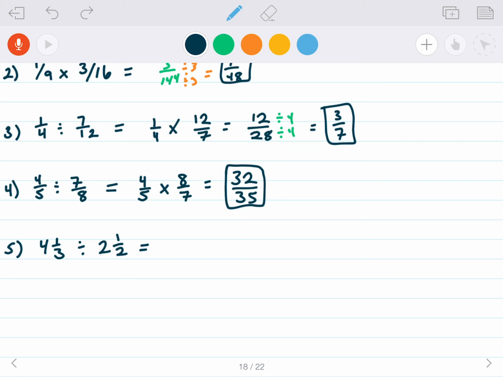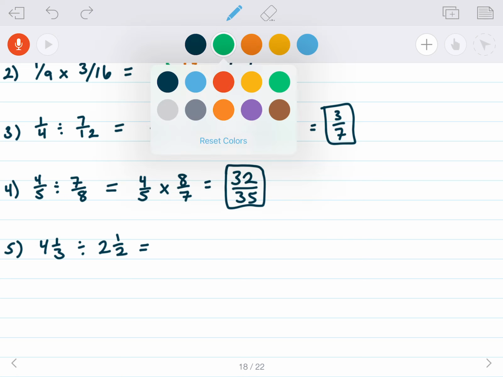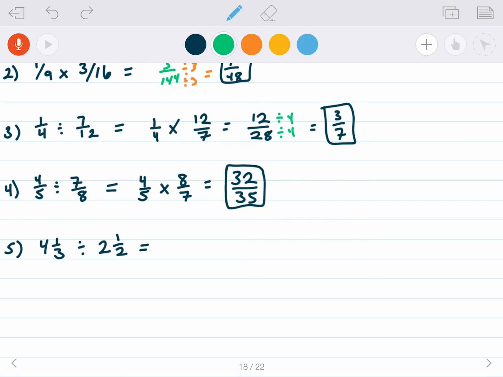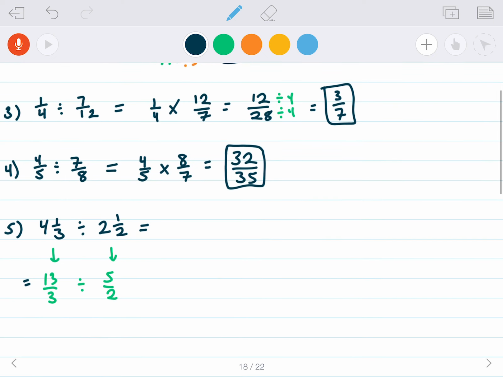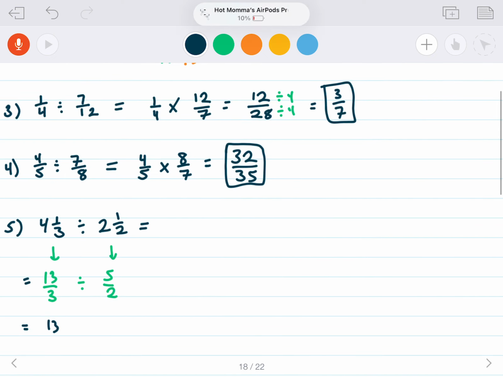We have mixed numbers. So I'm going to first change these to improper fractions to make my work a little bit neater. And this is going to be 13/3. This is going to be 5/2. So this is the same thing as this. Okay, so now we can apply keep, change, flip.